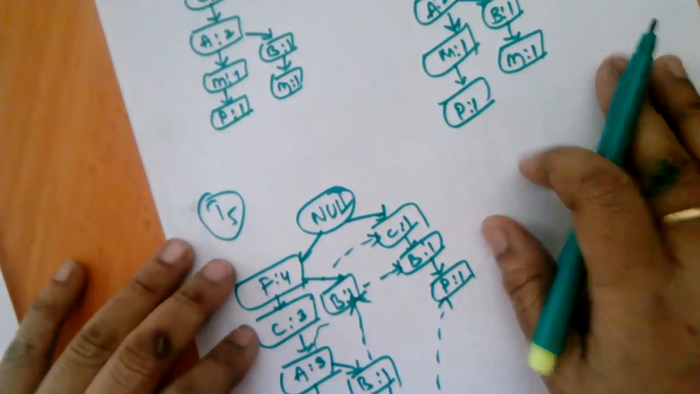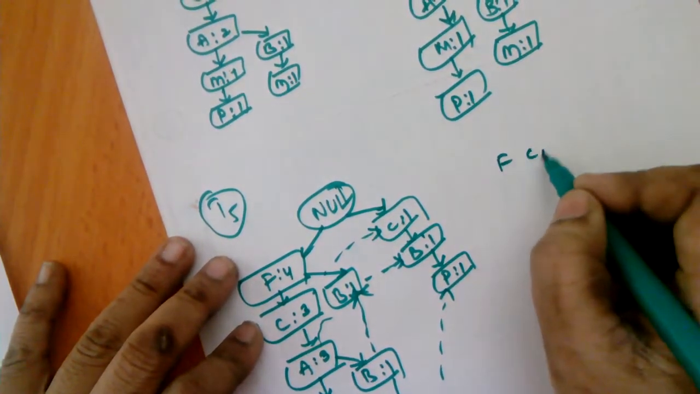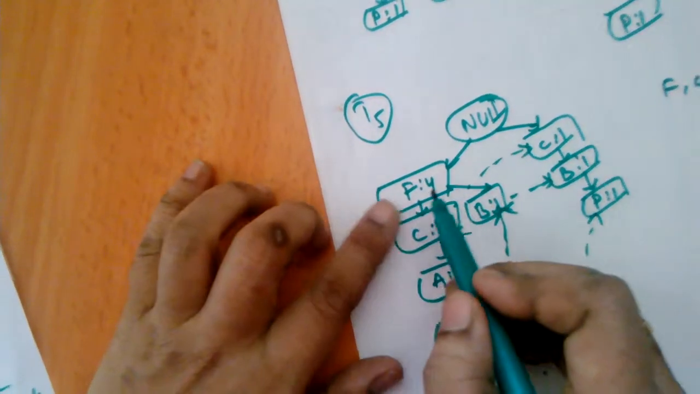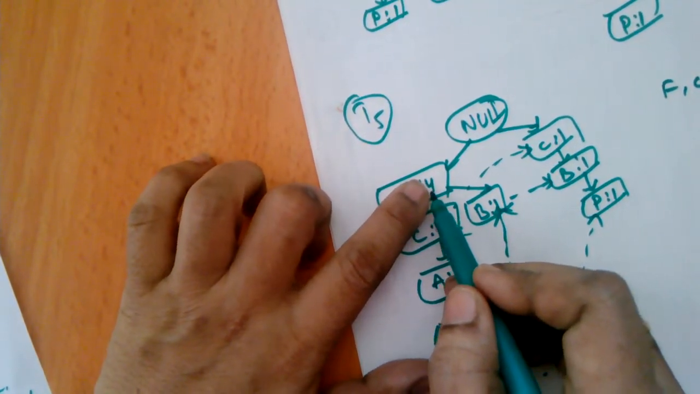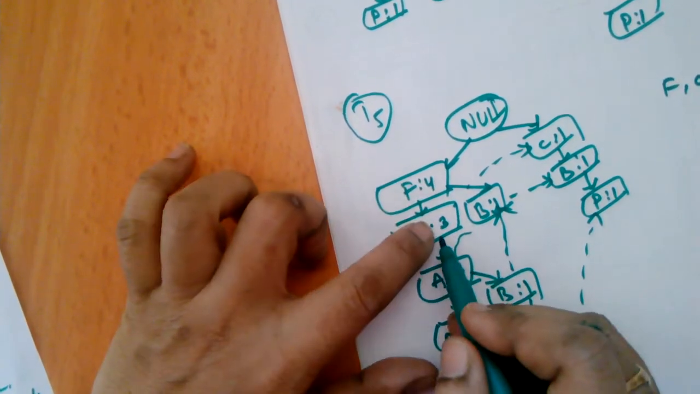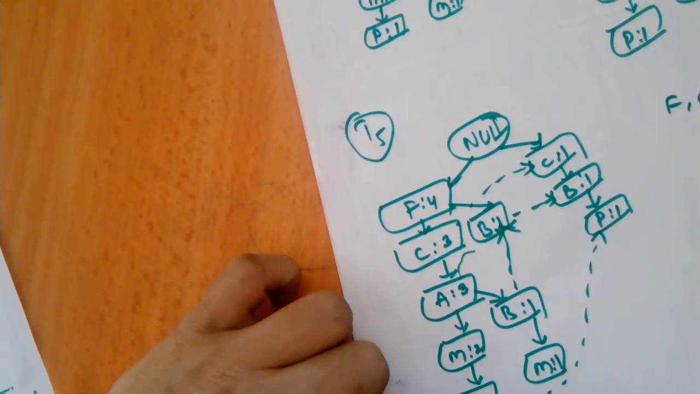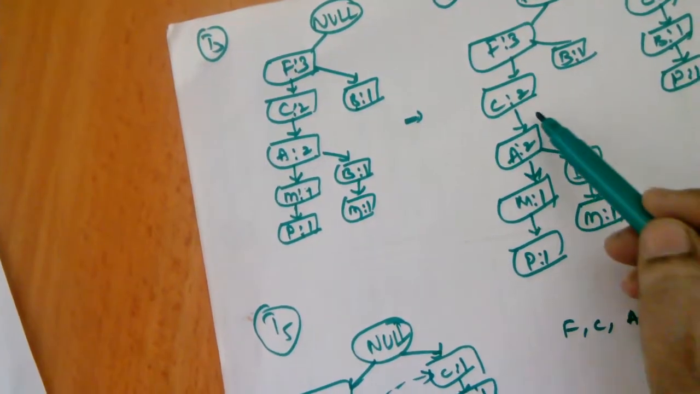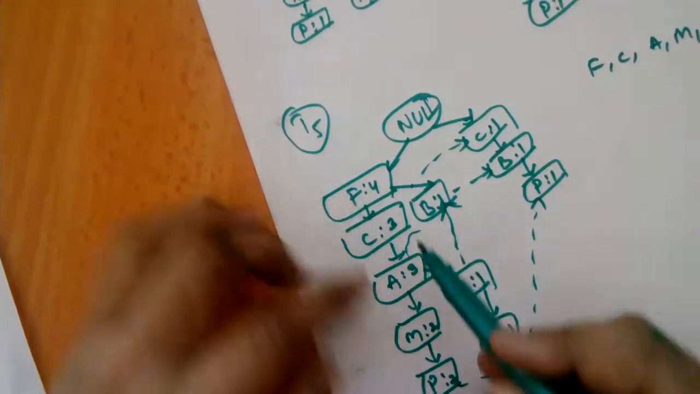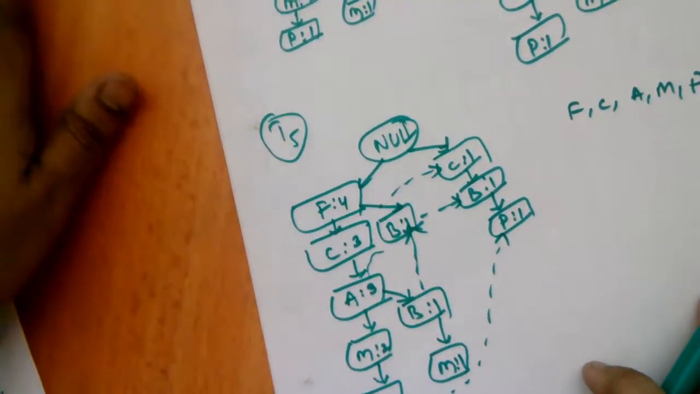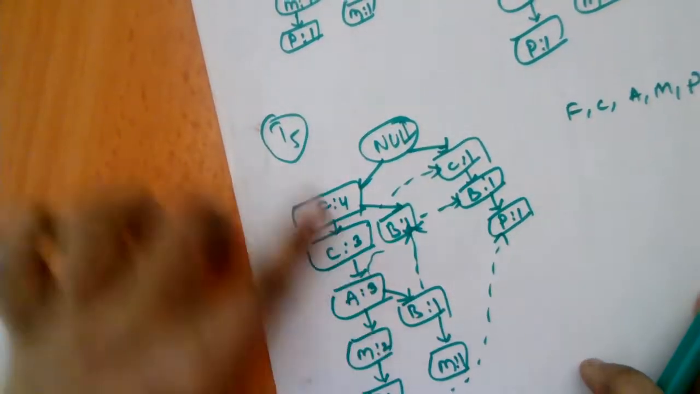Now what is the fifth transaction? F, C, A, M, P. Now start, continue. F 4, increment it by 1. 4, C 3, A, M, P. Previously it had 3, 2, 2, 1, 1. Now these values are incremented when you are inserting new values into the tree. Okay, now we constructed a tree for the given transactions with their traversals.